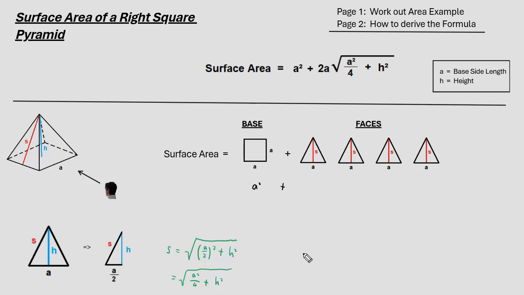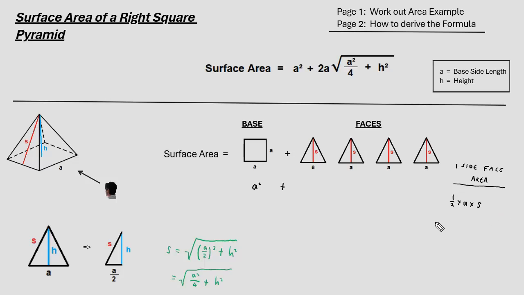Now from here we can go back over to our 4 faces, and let's consider the area of one of the side faces, as it would simply be defined as the standard area for a triangle, which is half multiplied by the base multiplied by the height.